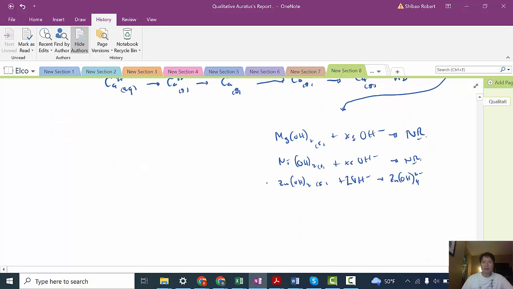And so let's branch off here. And so we're going to get magnesium and nickel 2 hydroxide.